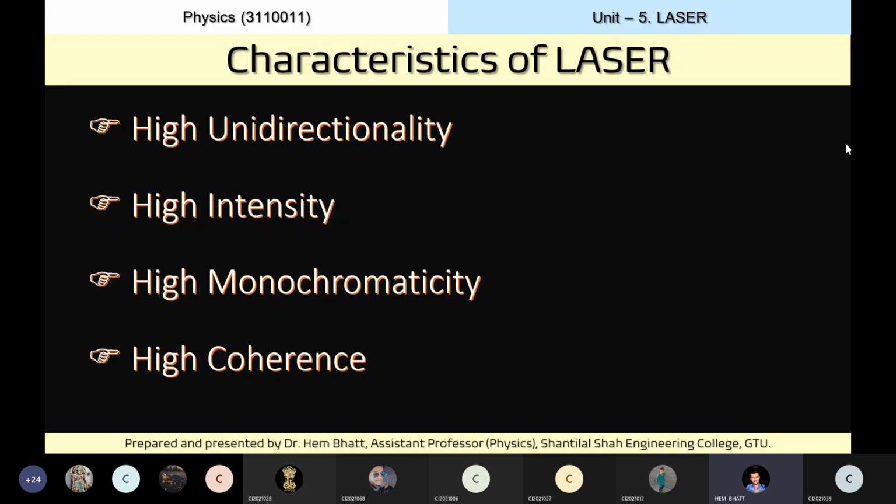In these four, where you are likely to commit mistake, you will make mistakes in these two. So tell me, what do you mean by monochromatic light?